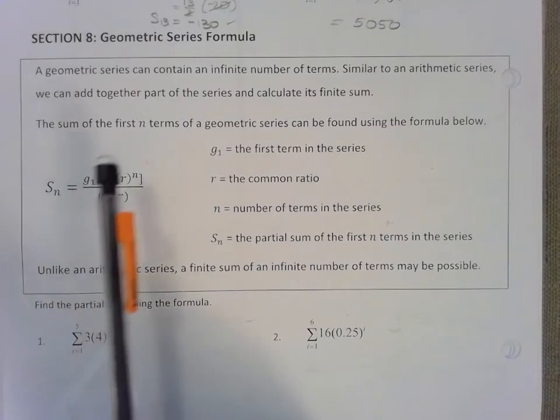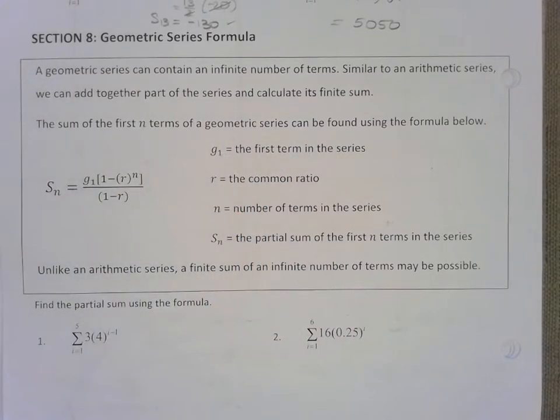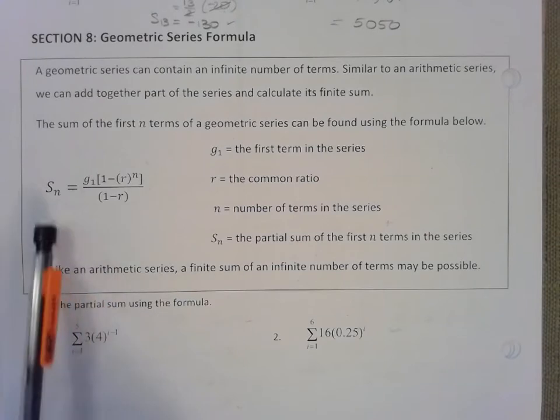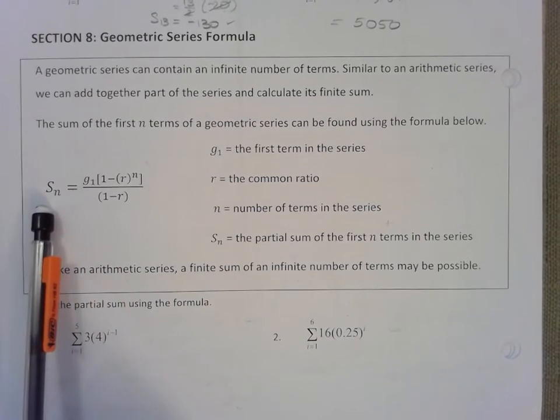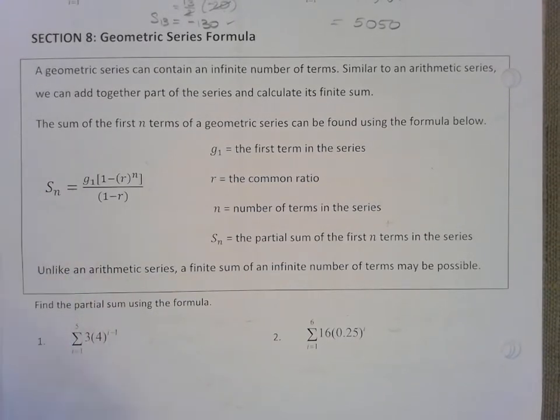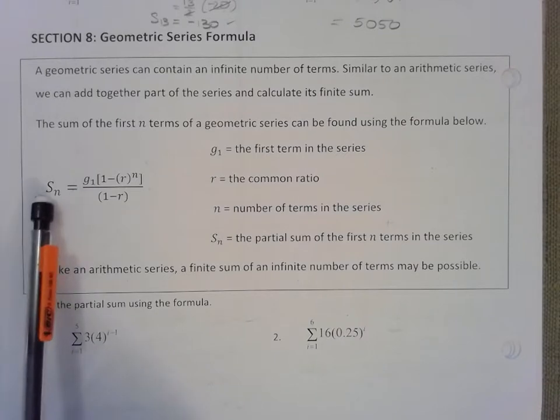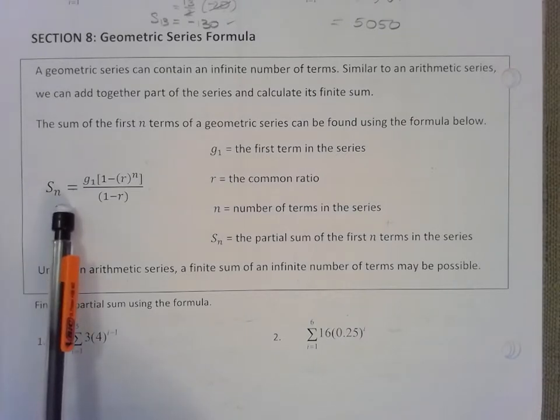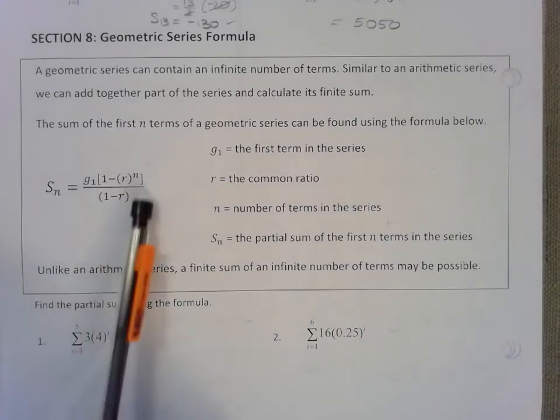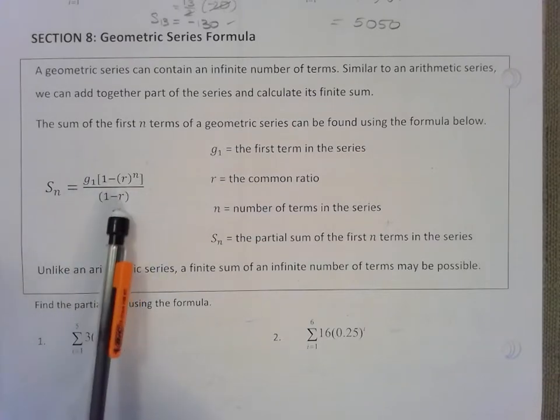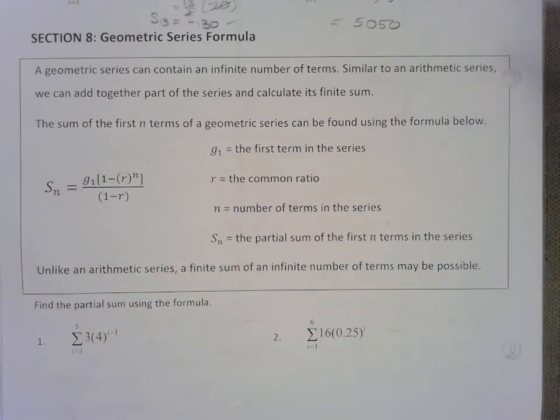The formula uses only 3 variables in it, and the 4th variable would be the capital S, which represents the sum. Just like our arithmetic series, this is the sum of the n terms that we're adding together, and this is our formula. It has a fraction in it with an exponent and so on and so forth. So what are the terms that we use in our geometric series?